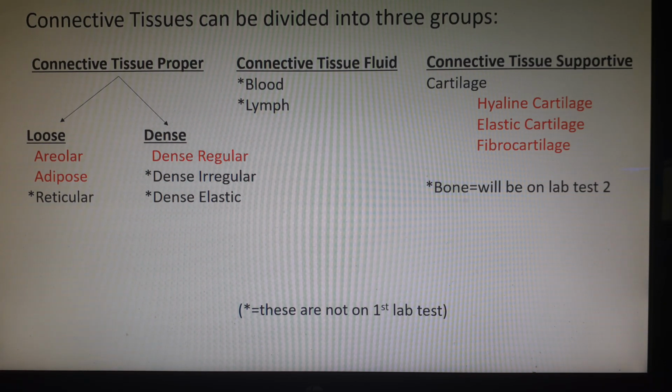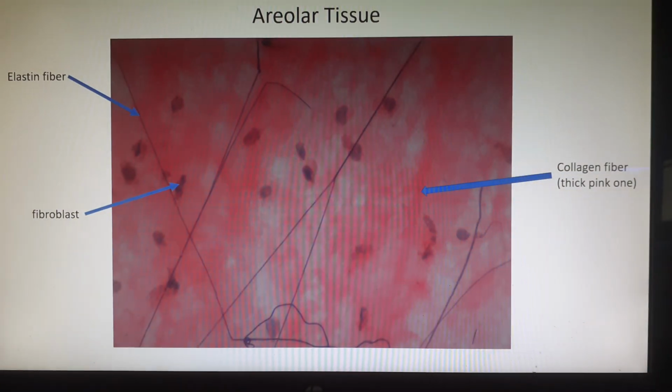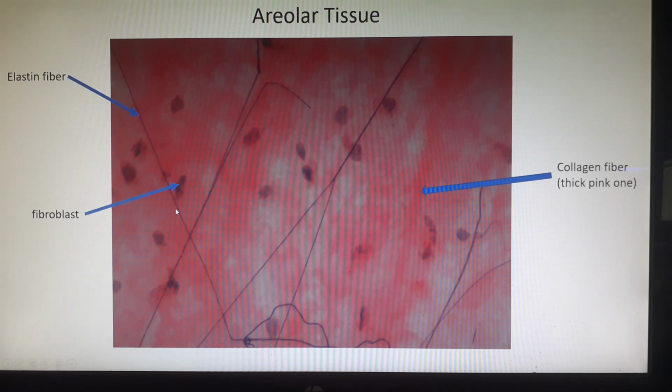Okay, so let's get to the images. This is what areolar tissue looks like. Areolar, its name makes you think of airy spaces, lots of empty space. And if you look at this slide, you see that you don't have a lot of fibers. You have more open spaces than you have fibers. Now, this is an up-close view, and the fibers are here. The large pinkish red fibers are your collagen fibers, and the thinner black ones are elastin fibers.